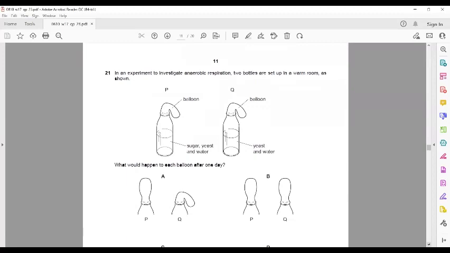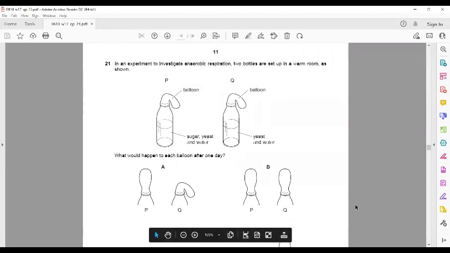Question number 21. In an experiment to investigate anaerobic respiration, two bottles are set up in a warm room as shown. What would happen to each balloon after one day?